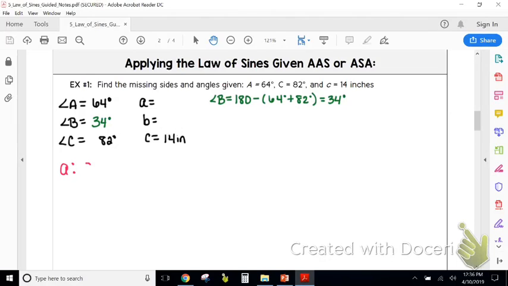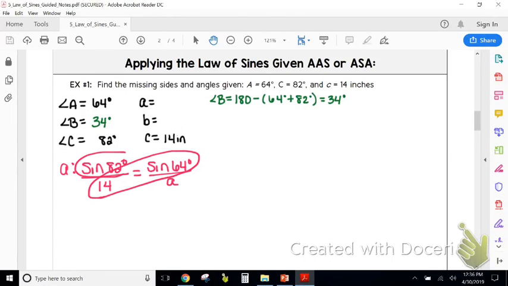So, we can find using our law of sines, then sine of angle C, which is 82 degrees, over side C, which is 14, is going to be equal to sine of angle A, which is 64 degrees, over side A. Now, how can I solve that? Cross multiply. Good. A short way that always works when we're cross multiplying, and one of yours is an unknown: cross multiply the numbers that are there, and then divide by what is left. Works every time.